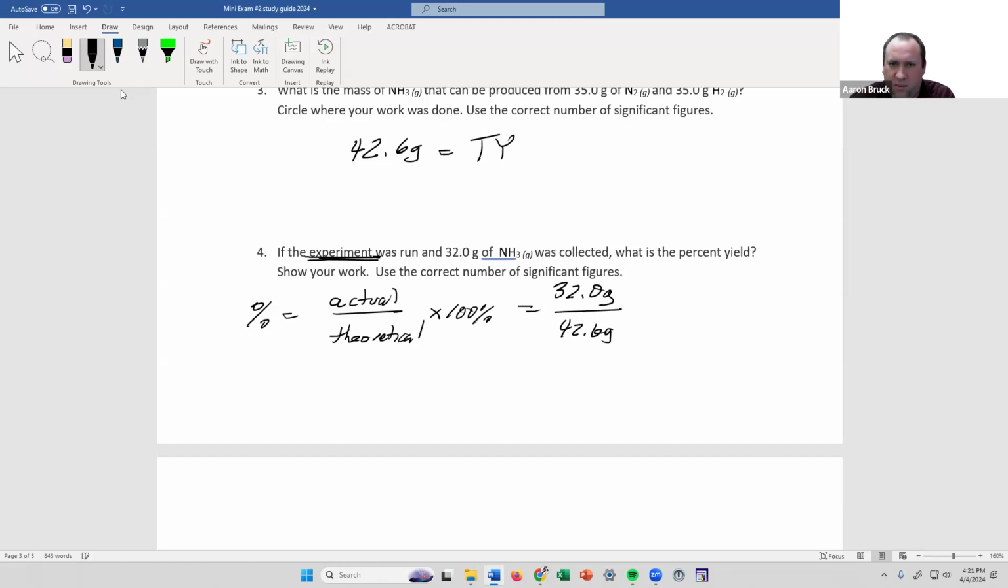42.6 grams on the bottom times 100%. 32.0 divided by 42.6 times 100 to three significant figures, 75.1%. That would be the percent yield.